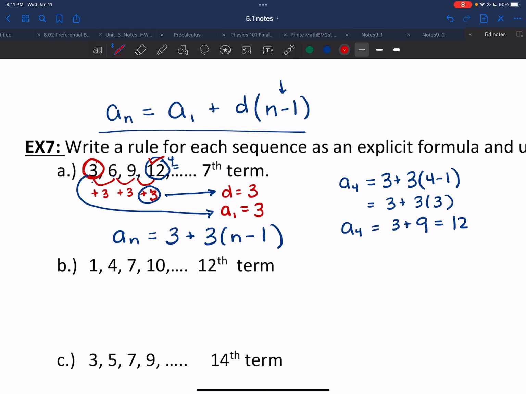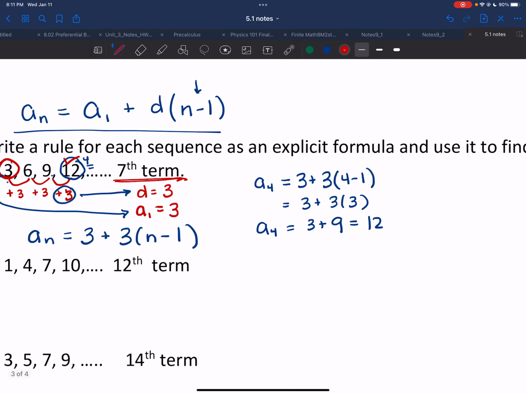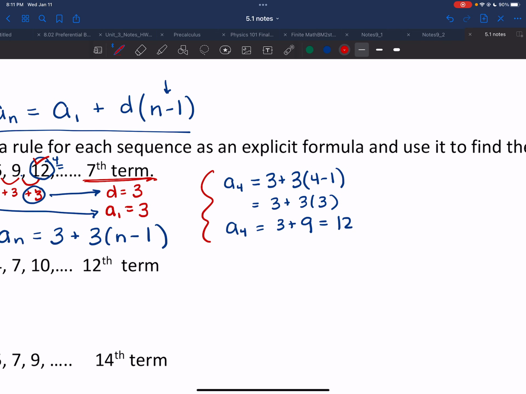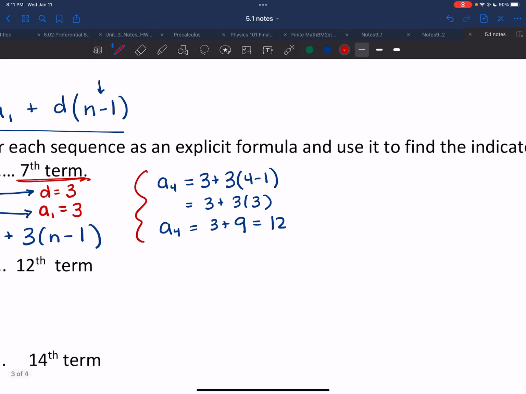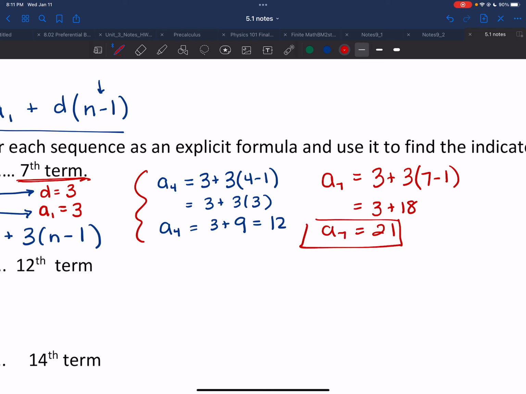And now what it wants us to do is find the 7th term. So did I need to do this? No, not really. But if I'm unsure, it's always good to check on one. So I'm going to do a_7. That's going to equal 3 plus 3 times 7 minus 1. So 7 minus 1 is 6. 6 times 3 is 18. So that's 3 plus 18. So that's going to give me the answer of 21. So a_7, my 7th term, is going to be 21.